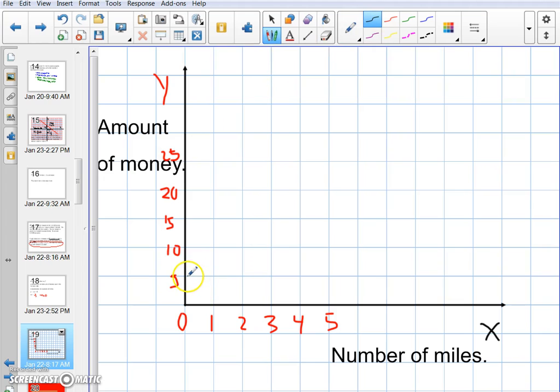Alright, so my first coordinate is going to be 0 and 5, so that's about here. Now, here's the part where things are going to get a little messy. I have to go up 3 and over 1. So if I went about halfway, that would be about 7.5, so I need to go a little bit higher than that, and I'm going to go over 1.